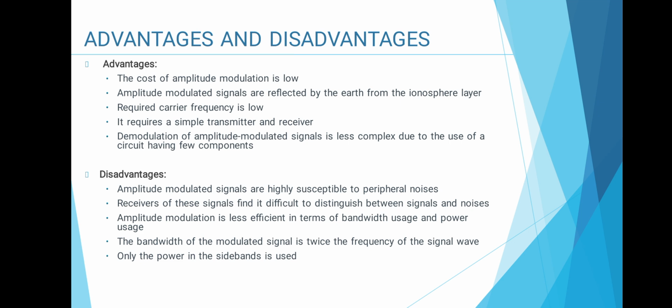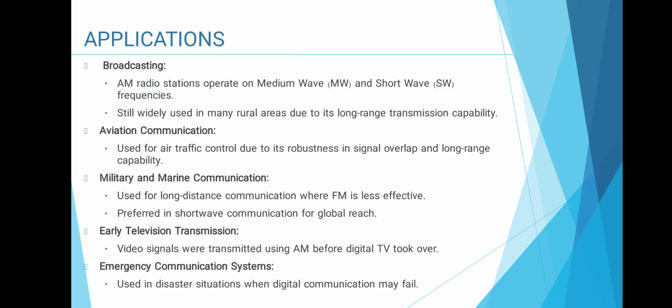However, there are also some disadvantages. Amplitude modulated signals are highly susceptible to peripheral noises. Receivers of these signals find it difficult to distinguish between signals and noises. Amplitude modulation is less efficient in terms of bandwidth usage and power usage. The bandwidth of the modulated signal is twice the frequency of the signal wave. Only the power in the sidebands is useful.